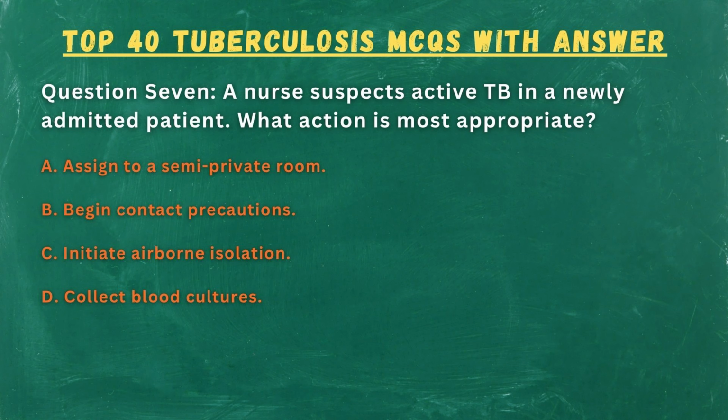Question 7. A nurse suspects active TB in a newly admitted patient. What action is most appropriate? A. Assign to a semi-private room. B. Begin contact precautions. C. Initiate airborne isolation. D. Collect blood cultures. Answer. C. Initiate airborne isolation.